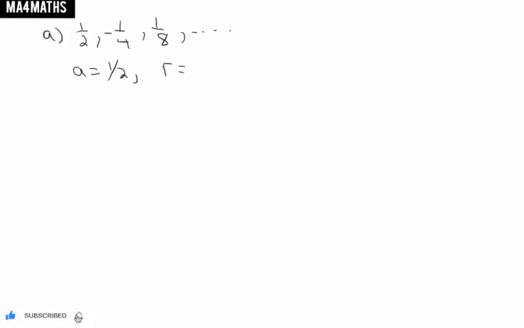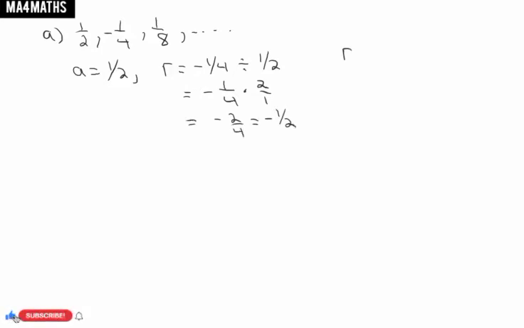What do I have to do to find R? Anyone? Negative 1/4 divided by 1/2. Very good. And this would be negative 1 over 4 times 2 over 1, which is negative 2 over 4, which is equal to negative 1/2. So R is negative 1/2.